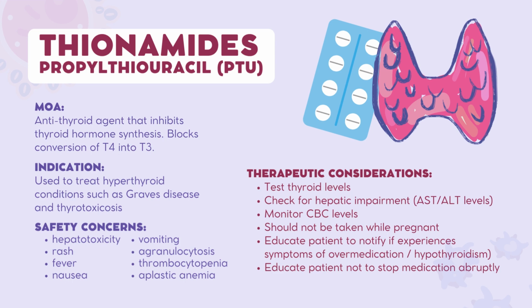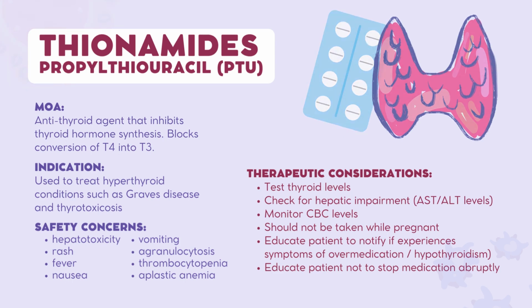rash, fever, nausea, vomiting, agranulocytosis, or thrombocytopenia, and also aplastic anemia. So if a patient, let's say, is starting to get a sore throat or a fever, we want them to contact the healthcare provider because this drug can cause immunosuppression. We want to see if there are any signs of that. Also, we want to educate our clients to not stop this medication abruptly. We want to taper off slowly to have the best effects.